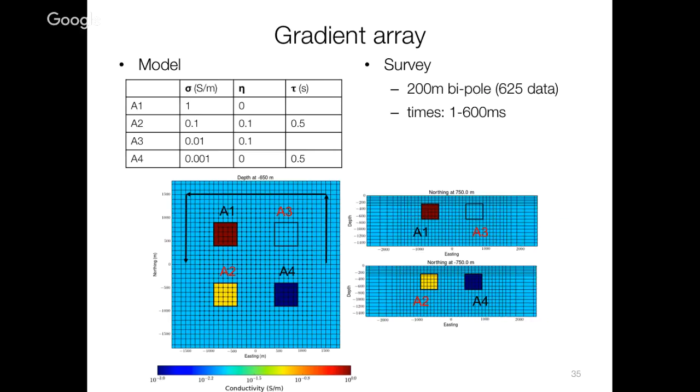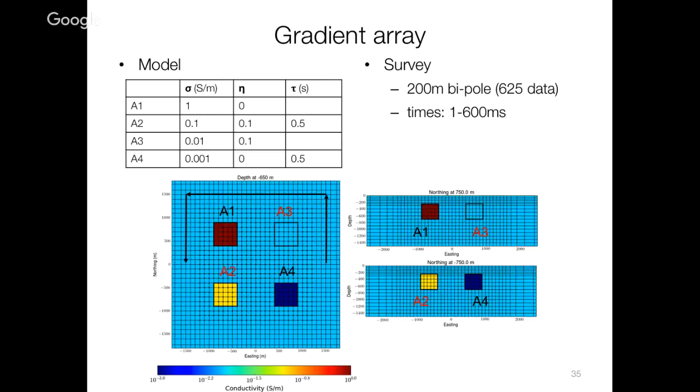So we're going to do a gradient array. So here's one electrode here, A electrode, B electrode. So the current is actually going around that loop like this. And then we've got some objects here. This A1 is very conductive. A2 is moderately conductive. A3 is neutral, it's the same as the background, and A4 is resistive. So I got big conductor, smaller conductor, no conductor, and a resistor.